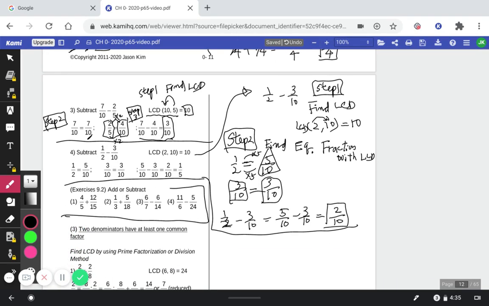Now you do the practice on your own and check your answer with the answer key at the bottom of this section. So you can pause the video.